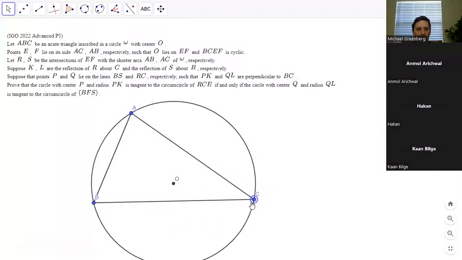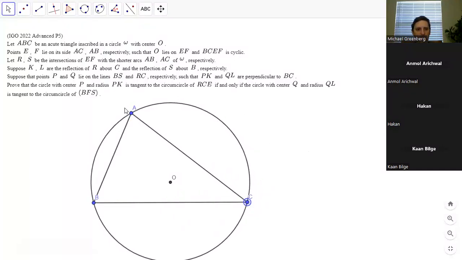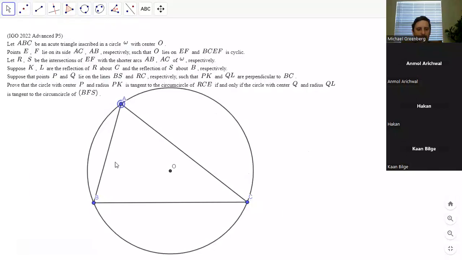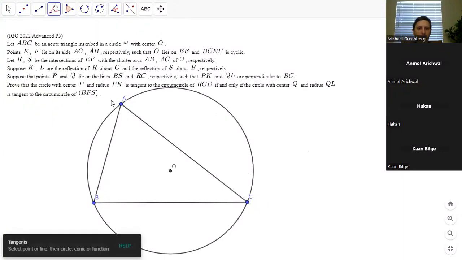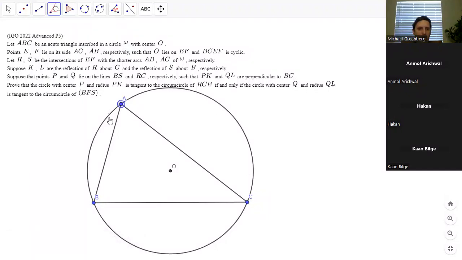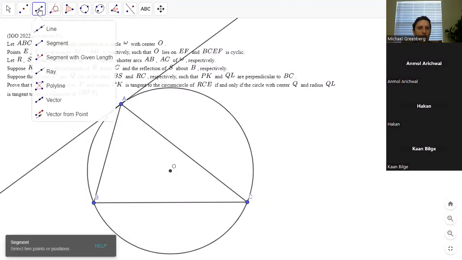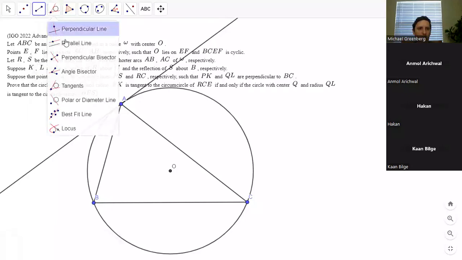BCEF is cyclic and O lies on EF. So I guess we want to draw like the anti-parallel. But basically, I think we draw the tangent to A, and then we draw the parallel to that through O. I think that's how you do it, right?